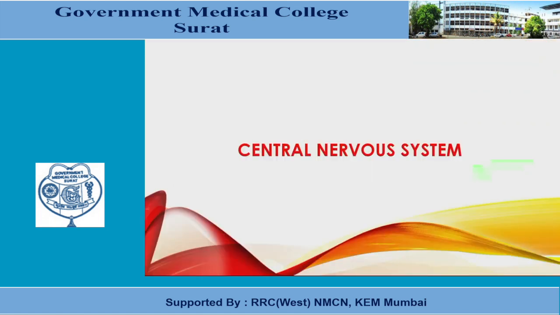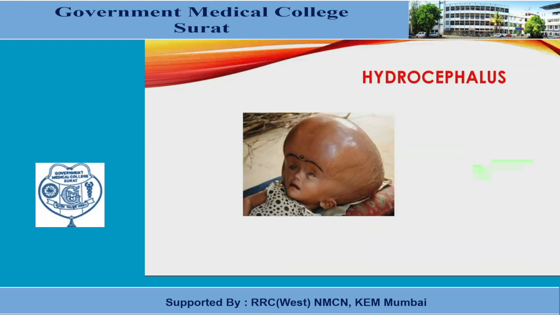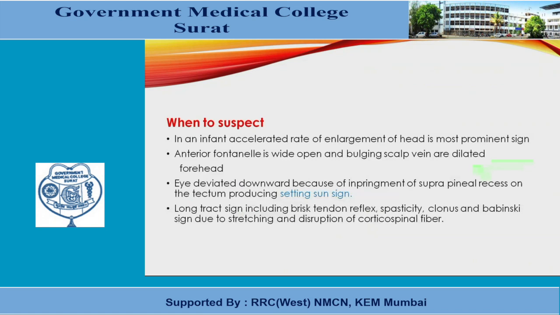Now into the central nervous system, most commonly you will see hydrocephalus and different types of neural tube defects. In an infant, an accelerated rate of enlargement of the head is the most prominent sign. The anterior fontanelle is wide open with bulging scalp veins or dilated forehead veins. The eyes will deviate downwards because of the impingement of the suprapineal recess on the tectum, which produces the setting sun sign. Long tract signs include brisk tendon reflexes, spasticity, clonus and Babinski sign due to stretching and disruption of the corticospinal fibers.